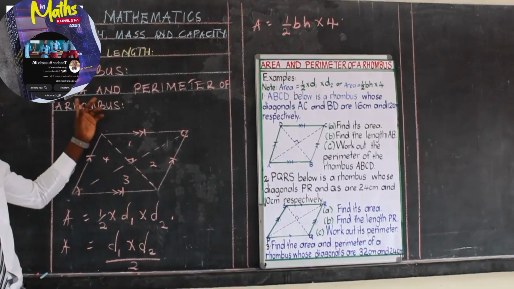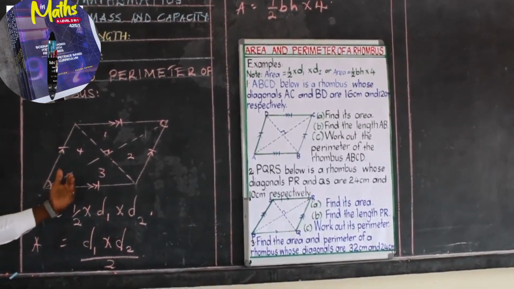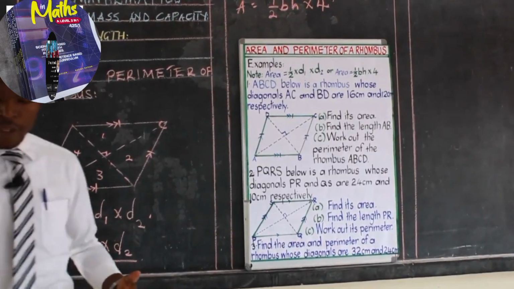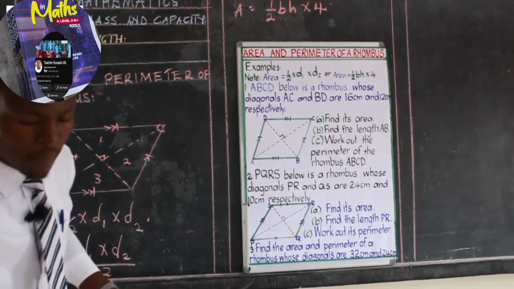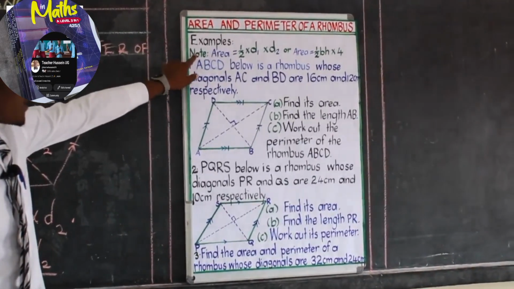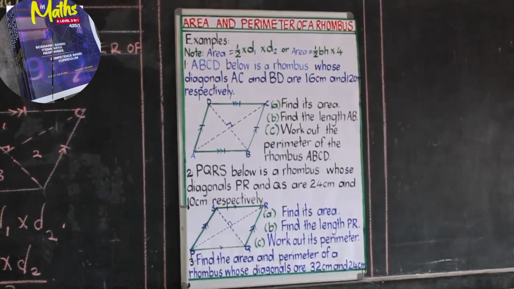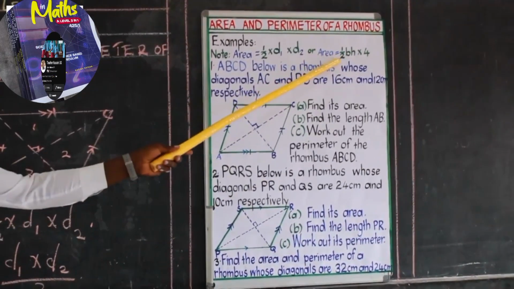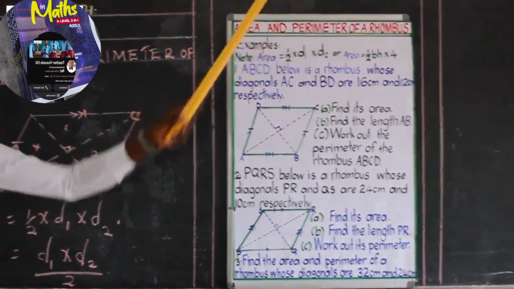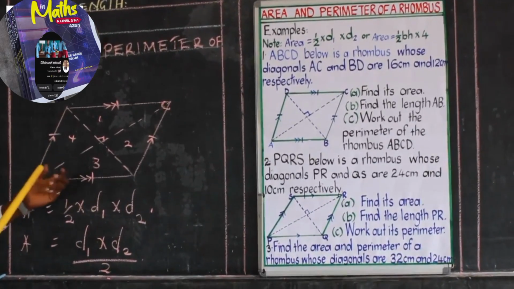As I said earlier on, we are looking at area and the perimeter of the rhombus. We've got to know how this figure looks like. Perhaps we're looking at area. We've said area is equal to a half times diagonal 1 times diagonal 2, or you can say area is equal to a half times base times height multiplied by the 4 triangles made or found in this rhombus.